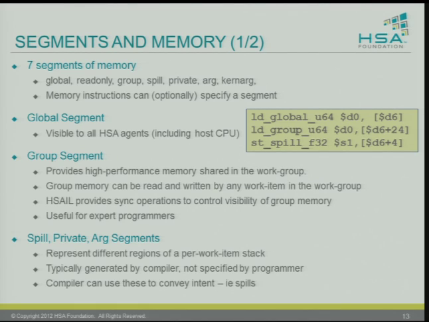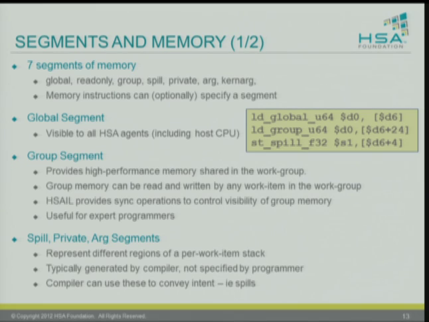Okay, I wanted to spend a couple slides on segments. This is one of the things that's a little different from other intermediate languages, in particular the group memory that I've mentioned before. So HSAIL supports 7 segments of memory. They are global, read-only, group, SPIL, private, ARG, and kern ARG. I'm going to go through those one by one over the next slide or two.